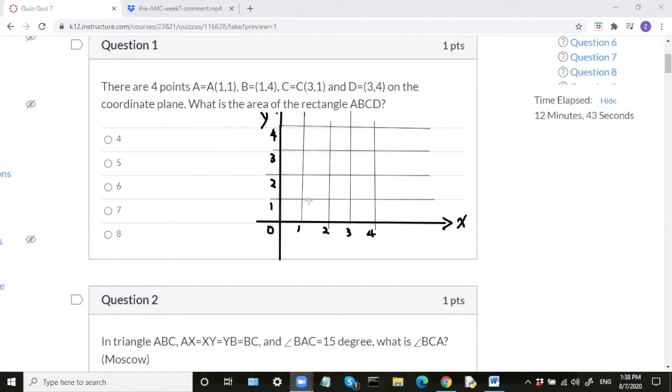Okay, so we have A (1, 1), B (1, 4), meaning x equals 1, y equals 4. C is (3, 1), and D is (3, 4). So that's rectangle ABCD.